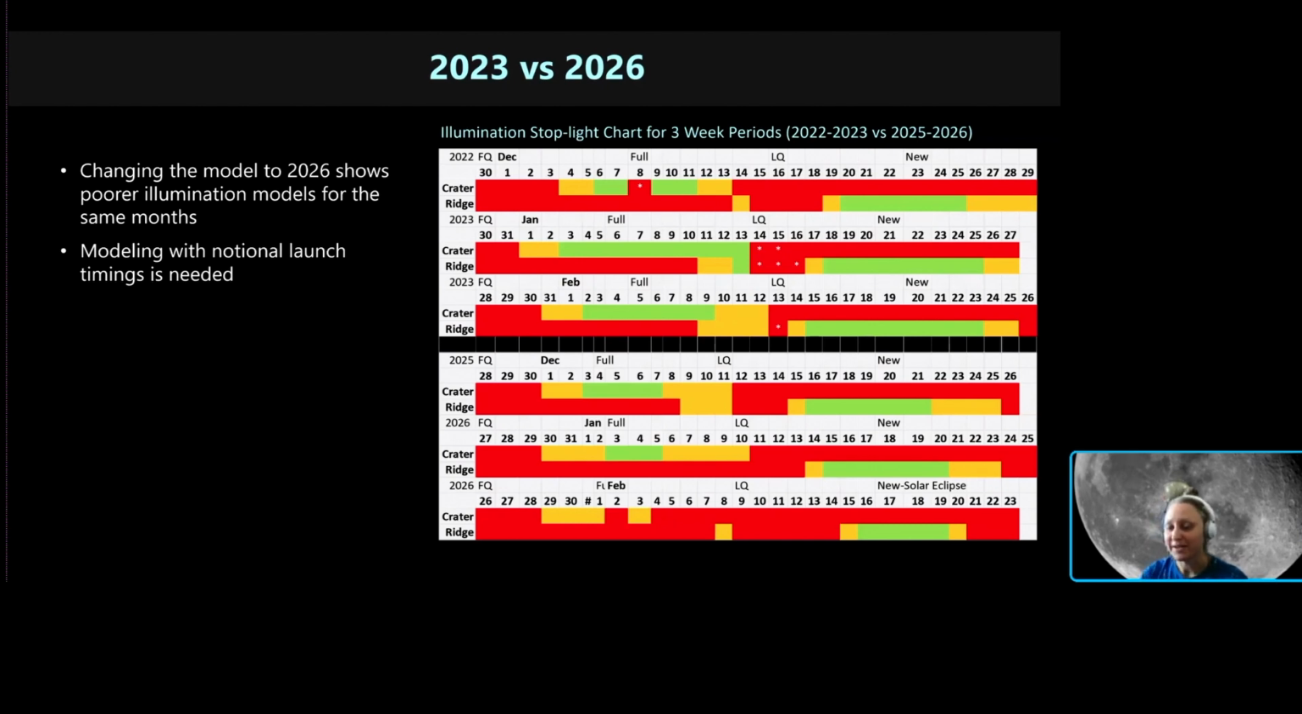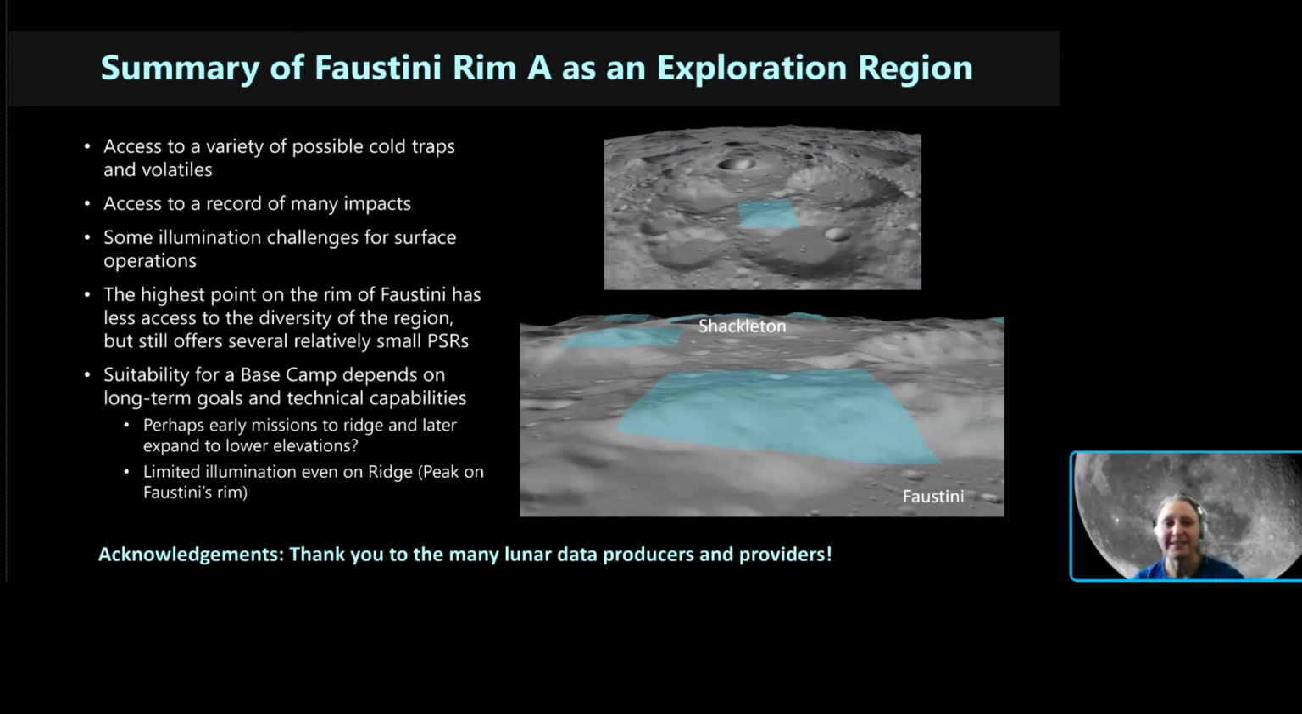I know NASA is working on this based on yesterday's discussions. So just to summarize, Faustini Rim A has lots of possible cold traps and volatiles, a record of lots of impacts, and there's going to probably be some illumination challenges for this site.